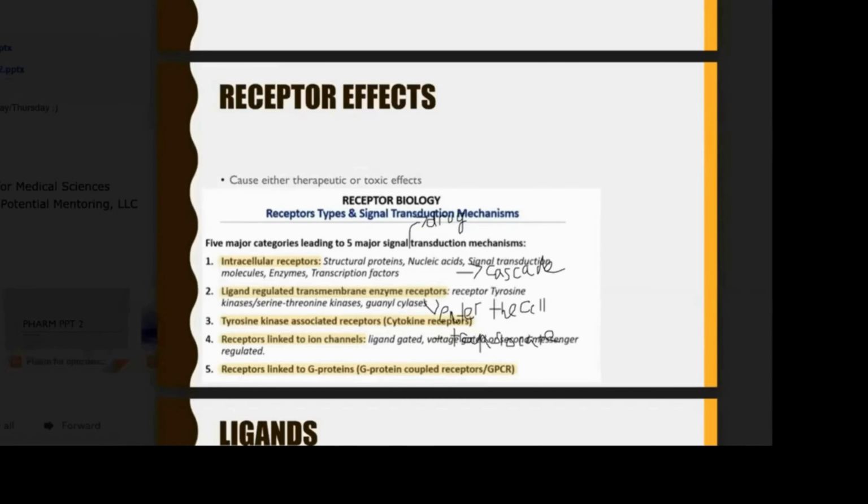Intracellular receptors, this is kind of looking at the 5 main classes. Intracellular ones are going to be part of the structural proteins, nucleic acid signal transduction pathways, enzymes, transcription factors. A lot of these are going to be active inside the cell. An enzyme is going to break down chemicals. A transcription factor is going to bind to the DNA and make it more or less likely that a certain gene gets turned into RNA, so gets expressed.